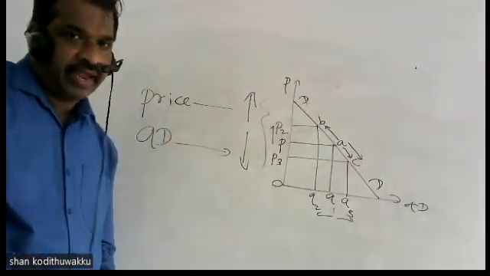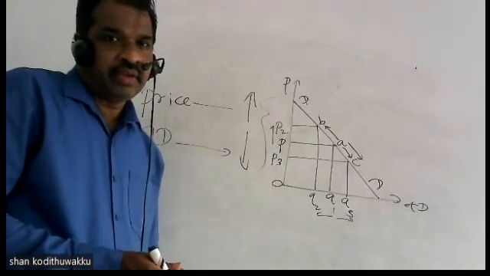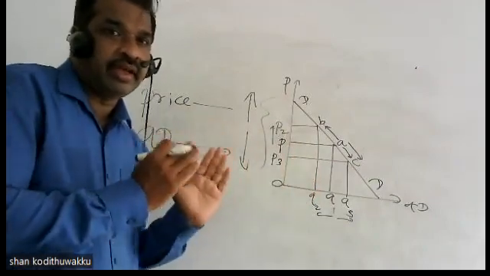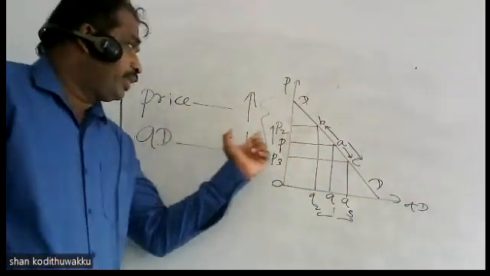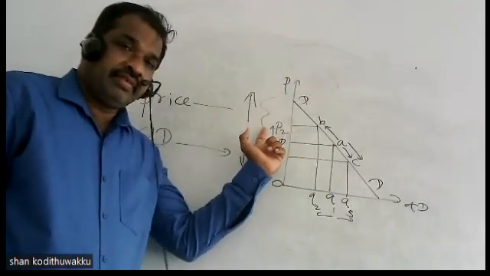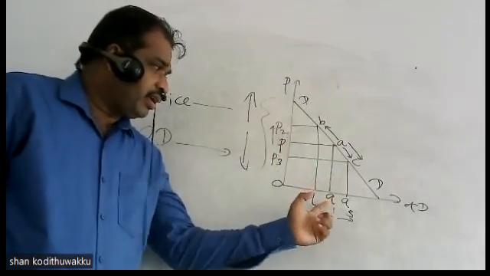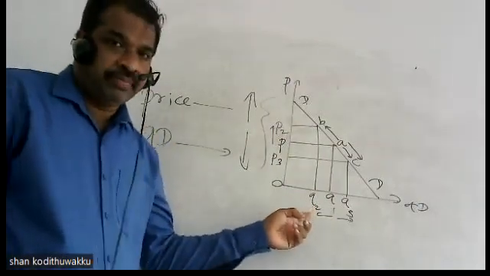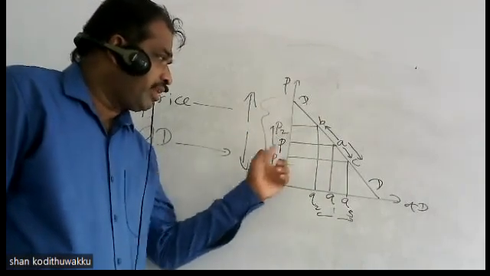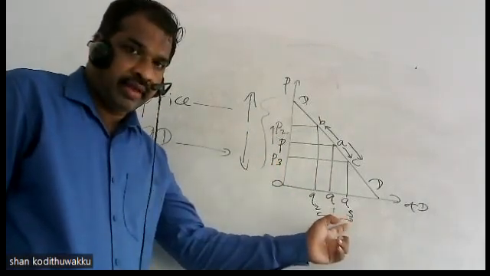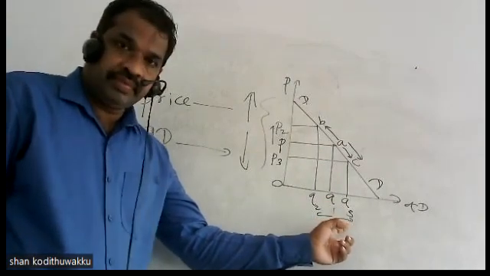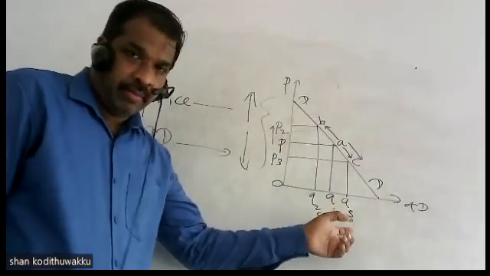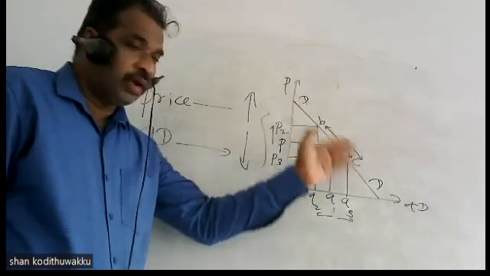I will say it again: in the examination for this type of question, you don't need to draw a diagram and explain. You have to just explain the relationship. When the price increases, there will be a decrease in quantity demand. That is called contraction of demand. When the price decreases, there will be an increase in quantity. That is called expansion or extension in quantity demand. That is because of the price of the commodity.